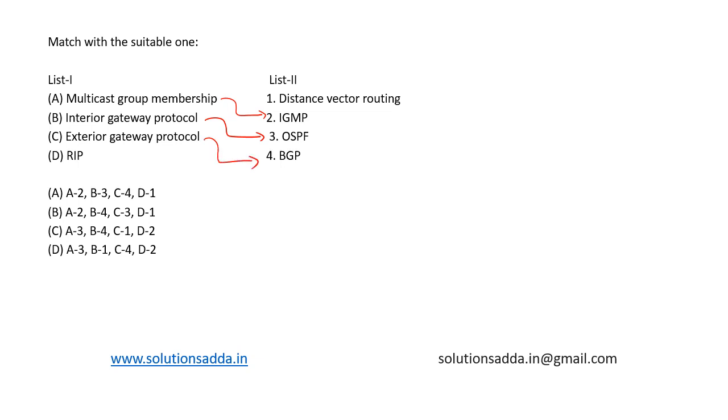Border Gateway Protocol is a standardized exterior gateway protocol designed to exchange routing and reachability information among the autonomous systems on the network. Now RIP, Routing Information Protocol, is one of the oldest distance vector routing protocols, which employs the hop count as a routing metric. So RIP maps to option A, distance vector routing. Now based on the options, A maps to 2, B maps to 3, C maps to 4, and D maps to 1. So option A is the correct answer.